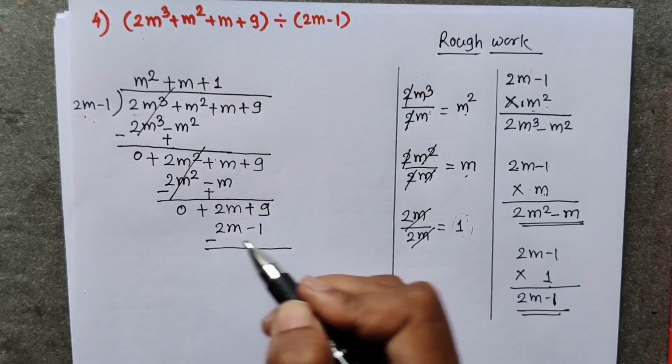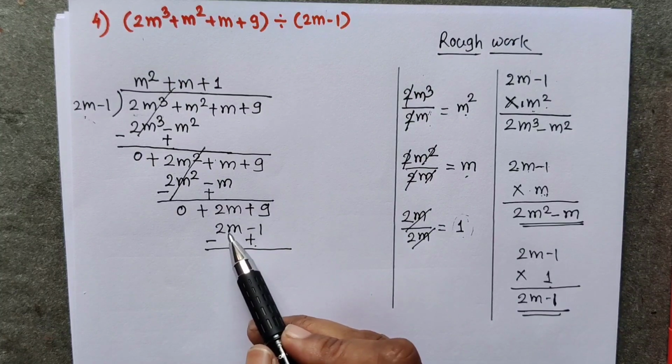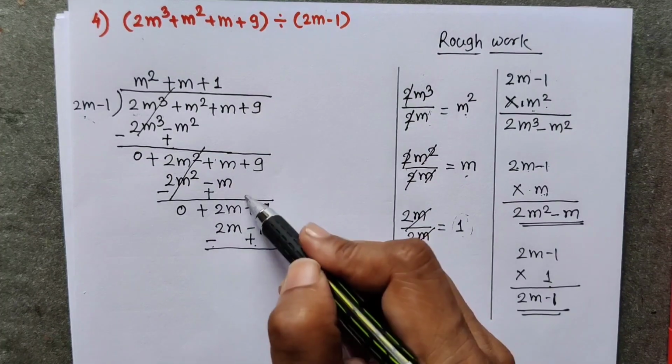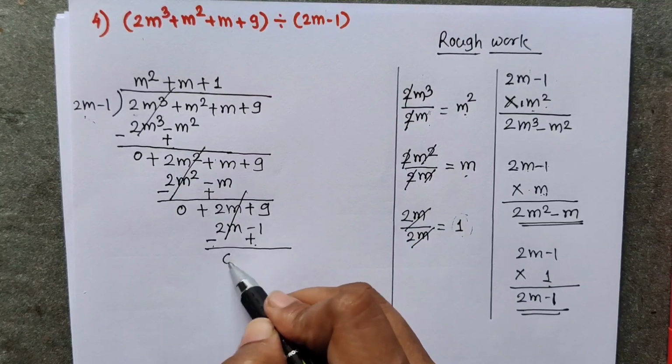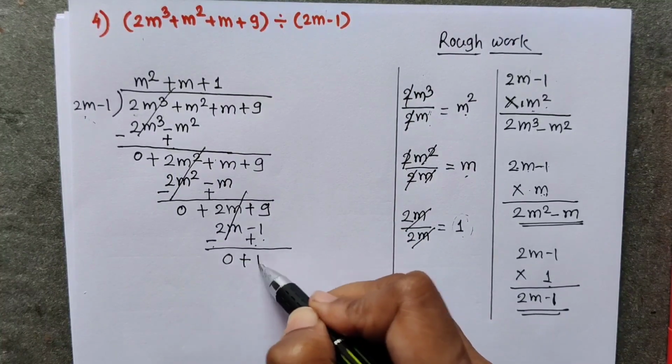Now change the sign, minus and plus. Minus 1 will become plus 1 and plus 2m will become minus 2m. Plus 2m minus 2m is 0. Plus 9 plus 1, plus plus plus, and 9 plus 1 is 10.